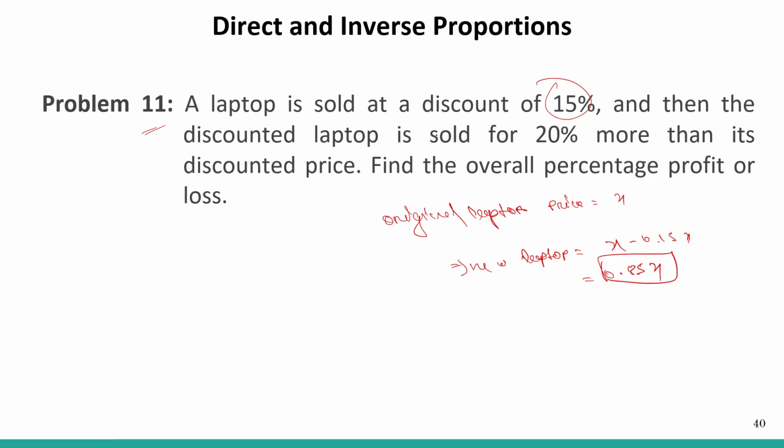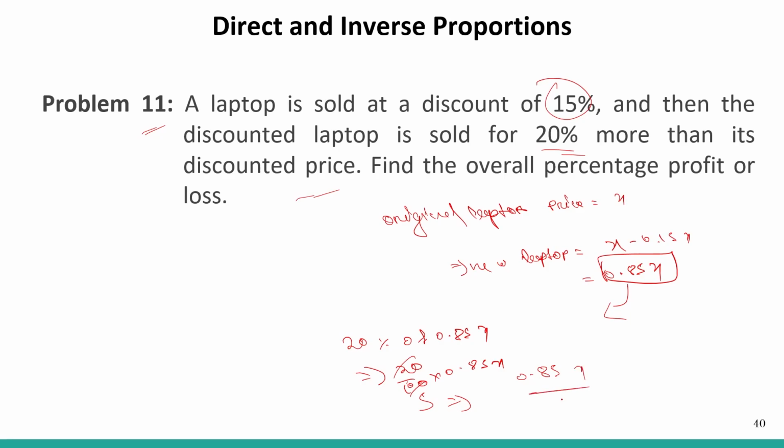Okay. So then the discounted laptop is sold for 20% more than its discounted price. Okay. So what the shopkeeper does is he sells it at a 20% hike on the discounted price. So 20% of 0.85x. So this implies 20 by 100, right? Into 0.85x. So this implies that this is what? So 1 by 5, right?